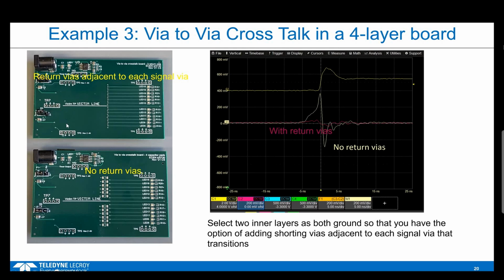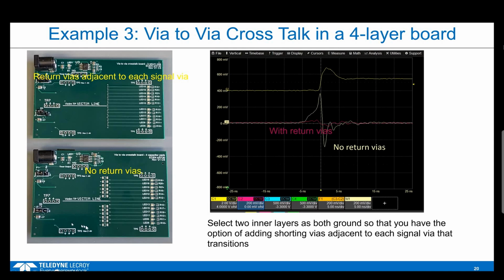It's a 4-layer board, 2 planes in the middle. In this case, the 2 planes in the middle are connected with shorting vias between them over here. In this case, there are no shorting vias and the 2 planes are isolated. It's like a power and a ground plane, for example.